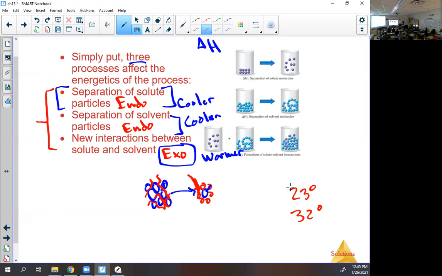It gets in the way and stops them from forming ice. We'll talk a lot about this.